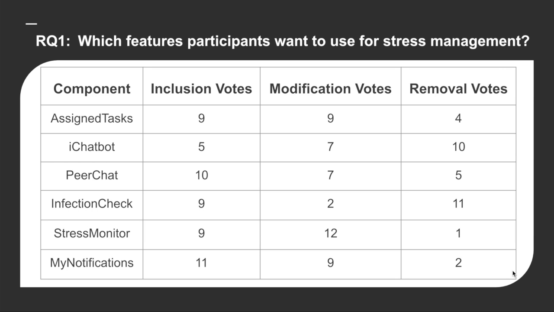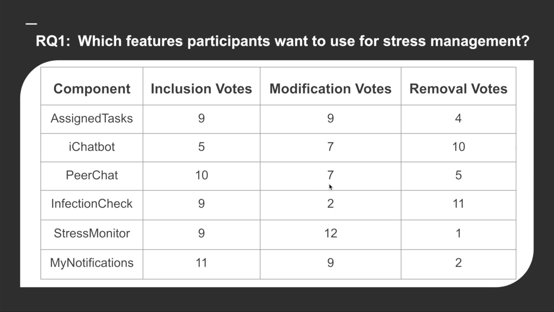In terms of their voting, this is how the distribution looked. Most participants voted for the inclusion and modification of the stress monitor. Only one participant thought that it should be removed. My notifications feature was also found to be very acceptable by the participants, and most of them voted to either include it or make some modifications to it.